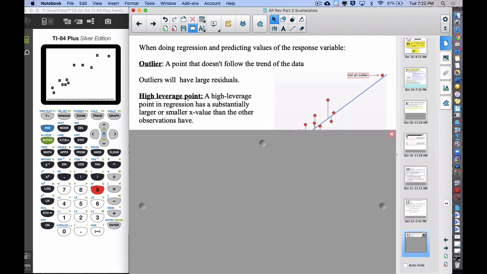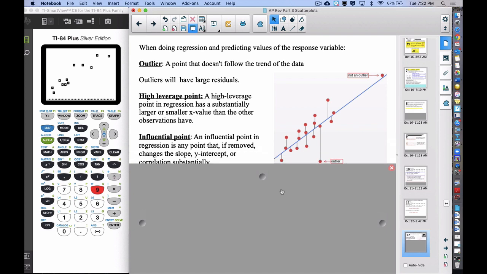A high leverage point is something a little bit different. A high leverage point in regression has a substantially larger x value or smaller x value than the other points. So here's a scatter plot. This would be an example where this point here would be a high leverage point. It's a high leverage point because its x value is much larger than the rest of these. And the catch with a high leverage point is that high leverage points tend to pull this regression line so that it's somewhat close to that point, and it makes it seem like maybe this trend is stronger than it is. So a high leverage point is one that has an x value that's much larger, or it could be over here, so that's much smaller than the rest of your data.